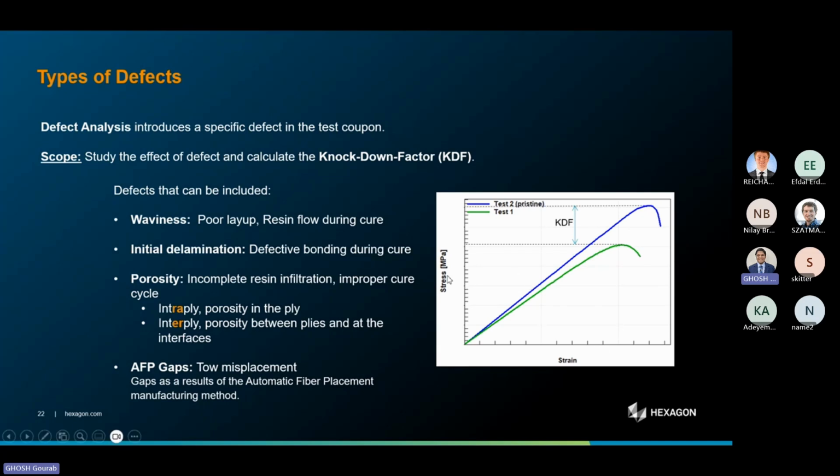And on the right hand side, you see a stress strain curve. So the blue curve shows the pristine configuration if you didn't apply any knockdown factor on the strength, and the green curve shows knockdown factor applied due to the result of these defects. And you can see if you do not use an appropriate knockdown factor, you will significantly overpredict the strength and stiffness of the coupon, which is not accurate. So it is extremely important to take care of this.